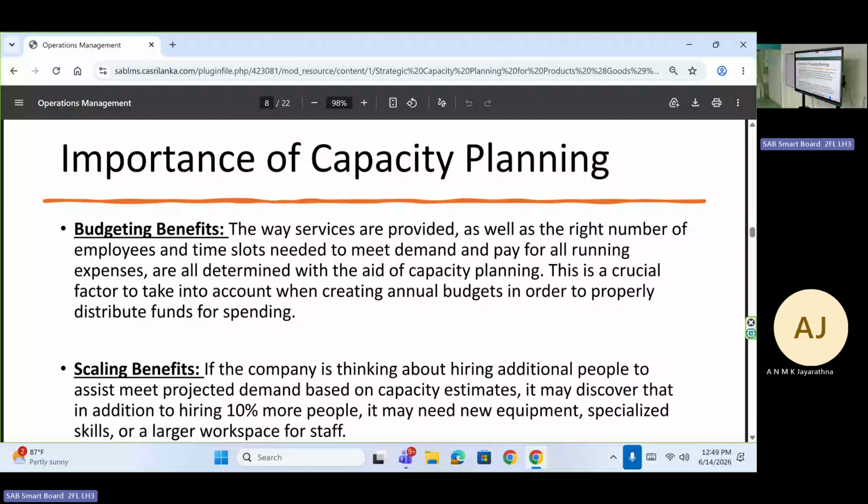Based on those worker requirements, right, they can decide other facilities, because when they are increasing the number of employees, simultaneously or parallelly, they have to increase the equipment also. We have to give them tools, right, and we have to arrange the facilities also, right? So all those things depend on this so-called capacity plan, right? So they can accurately scale if they have a proper capacity plan.